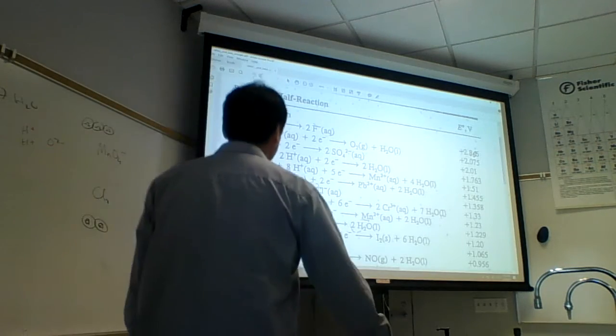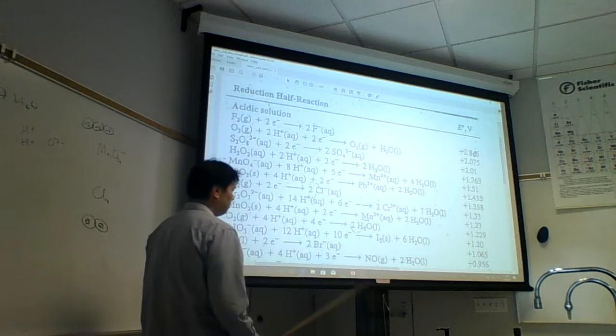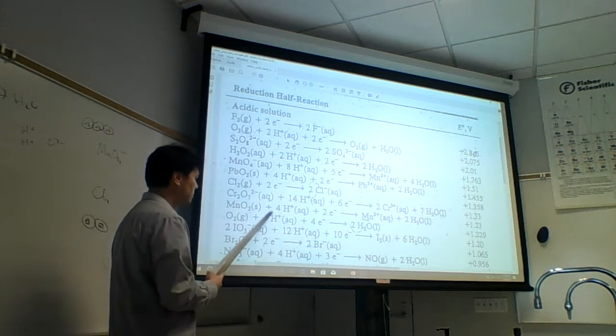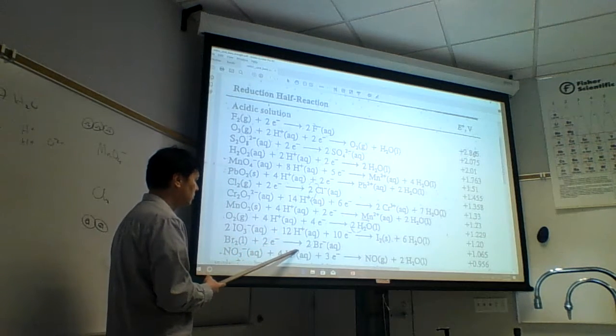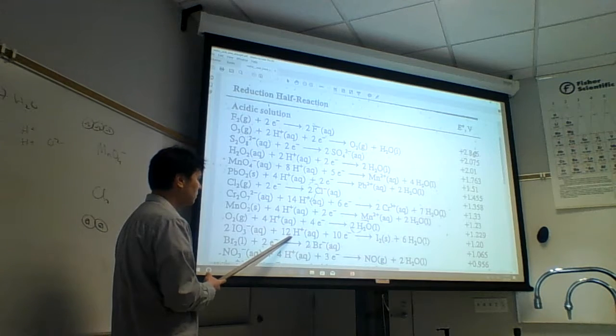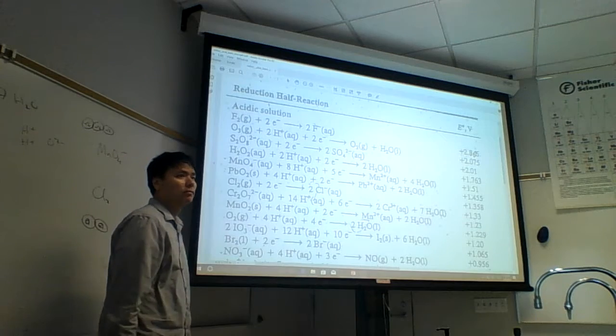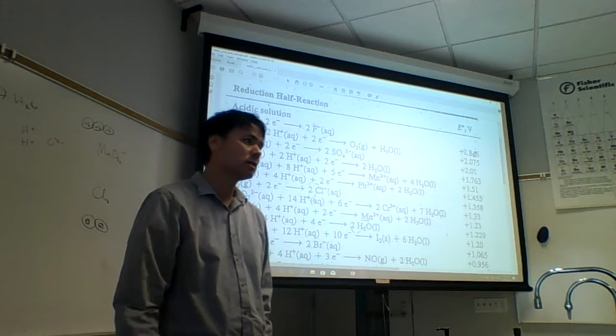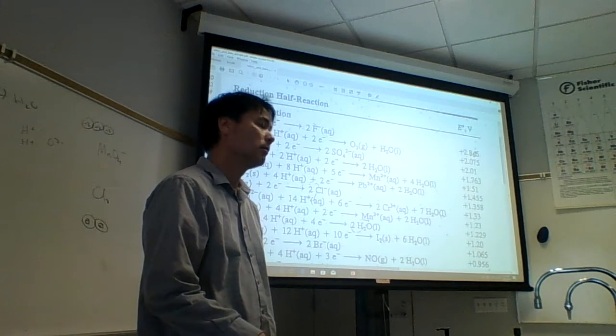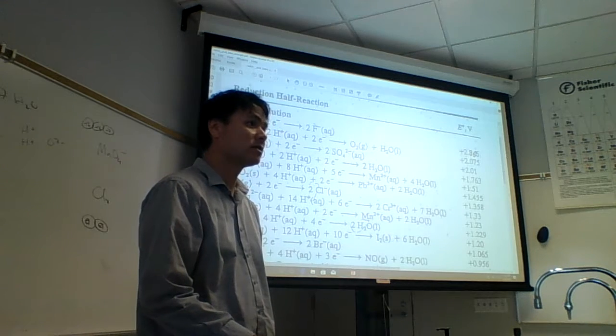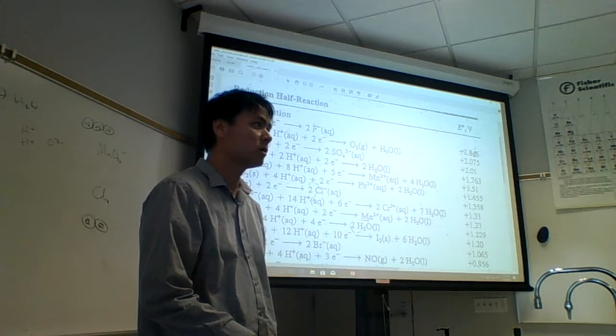Right. Let me say, I don't want you to memorize this table, but there are two things that you do need to memorize about this table. One is fluorine. What's special about fluorine? Fluorine we call the most powerful oxidizer on the chart. It might not be the most powerful oxidizer in the universe, but it's the most powerful on the chart.